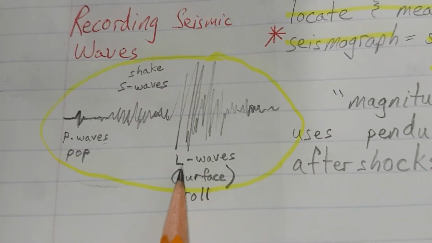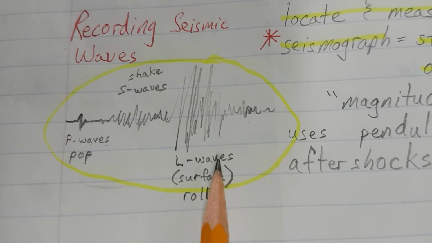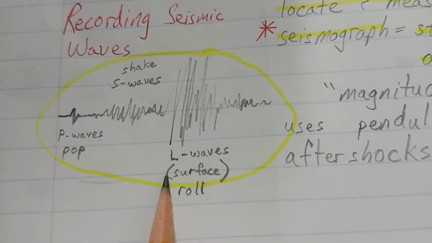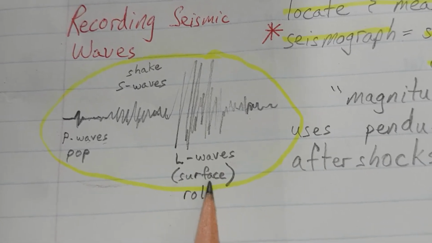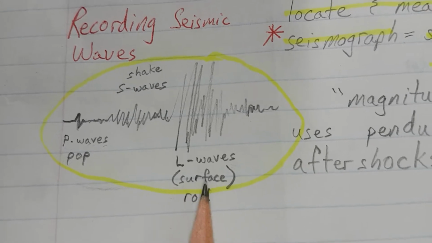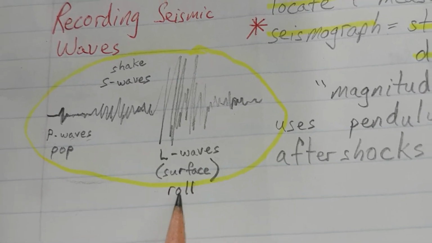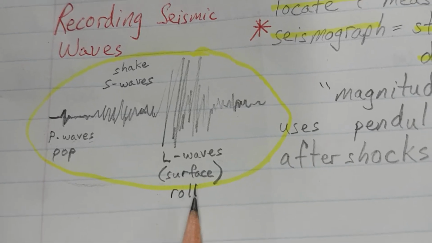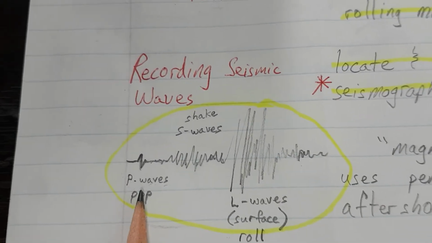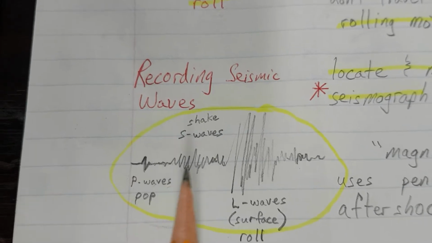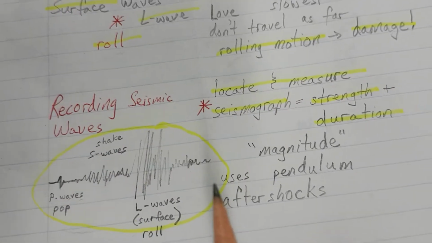L waves, capital L, dash, W-A-V-E-S, open parentheses, surface, S-U-R-F-A-C-E, close parentheses, roll, R-O-L-L. So you feel a pop and a shake, and then things start to roll, and that's where all the damage is caused.